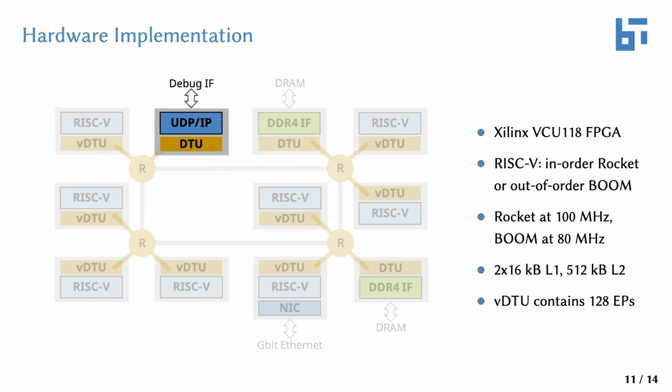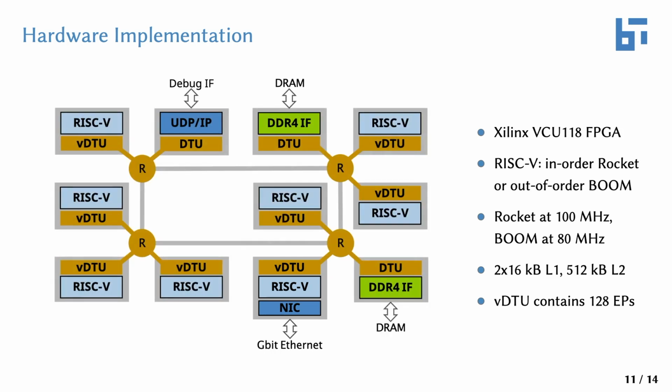Then we have a debugging interface that allows us to first load programs onto the other tiles here and also to debug them at runtime. And finally, we have one special RISC-V tile here that has a NIC attached that allows us to do more complex workloads in the benchmarks that involve networking. Finally, a few more words to the RISC-V cores here.